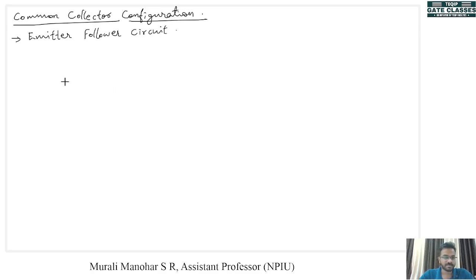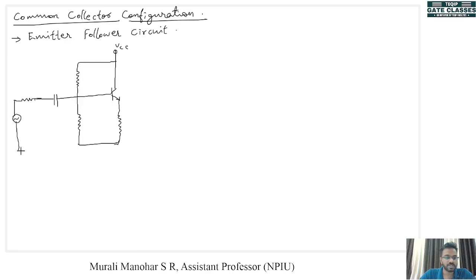So the circuit is like this. There is our transistor. Now the collector is directly connected to VCC. There is no resistance in between. And here we have our biasing. Here we have emitter resistor. Here the coupling capacitors, source, and source resistance, Vs, Rs, this is Cc, this is R1 and R2, and this is Re.